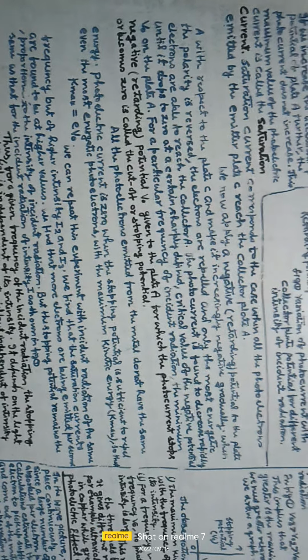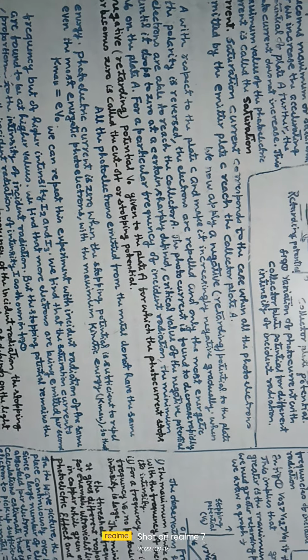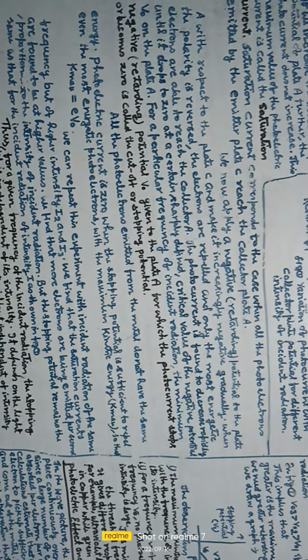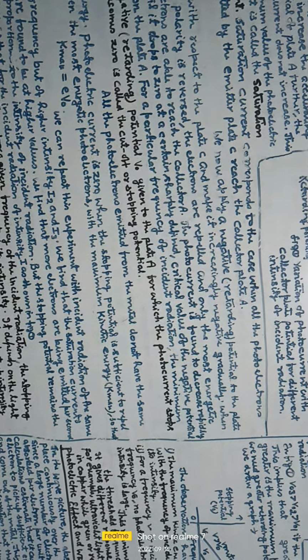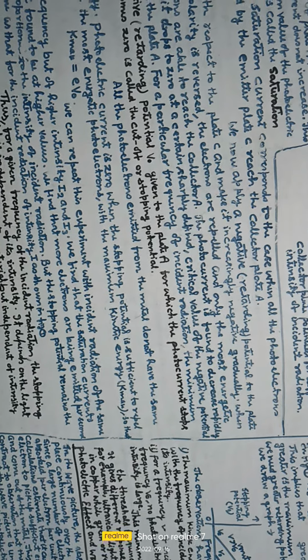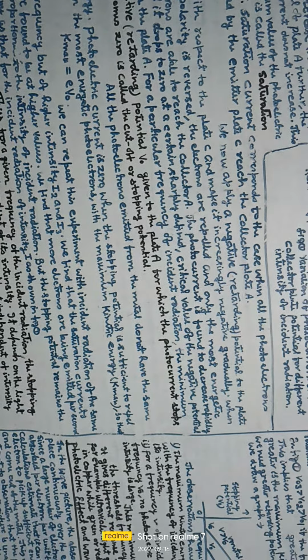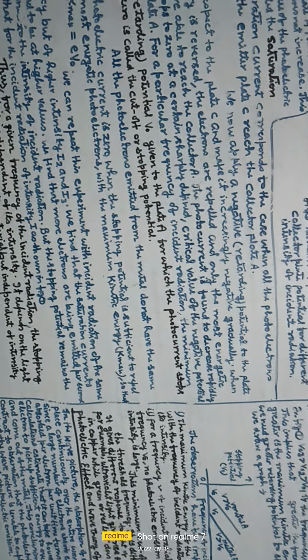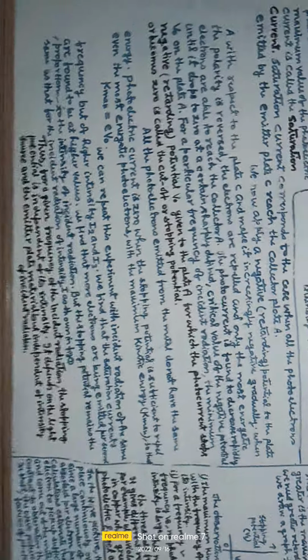All the photoelectrons emitted from the metal do not have the same energy. Photoelectric current is zero when the stopping potential is sufficient to repel even the most energetic photoelectrons with the maximum kinetic energy K maximum, so that K maximum equals eV0.